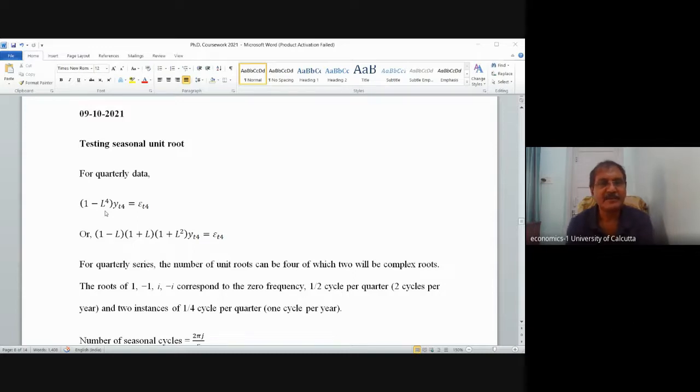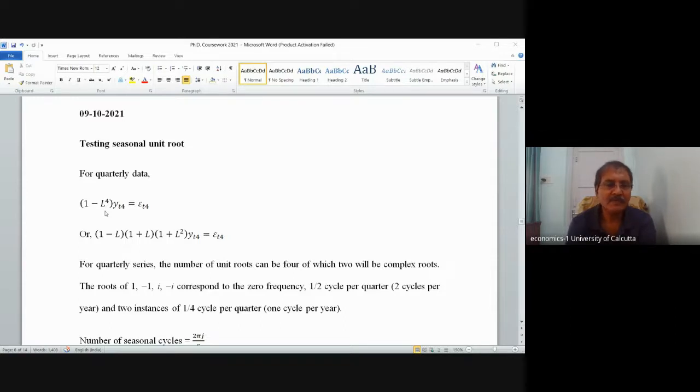So if you solve it, there are 4 values of L. From the first part, if you set 1 minus L equal to 0, the value of L will be equal to 1. For the second part, 1 plus L equal to 0, so the value of L is equal to minus 1. For the last part, 1 plus L square equal to 0. If you solve it for L, it will be a complex number, plus i, minus i.